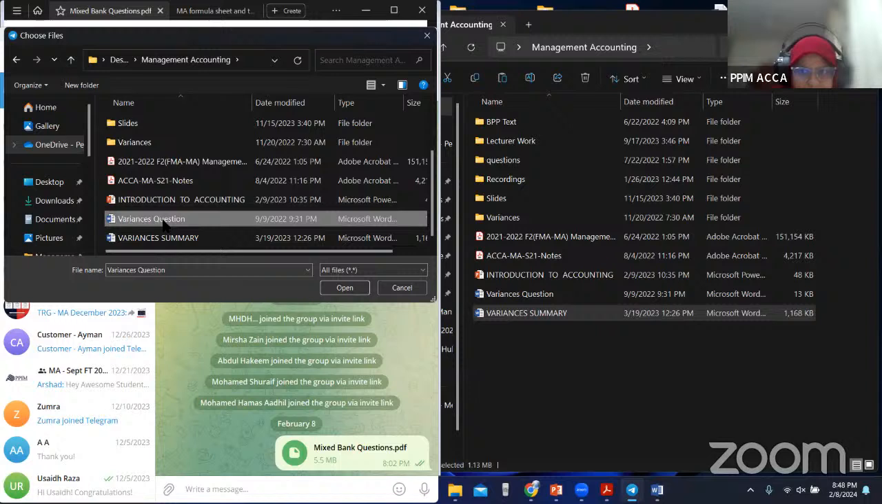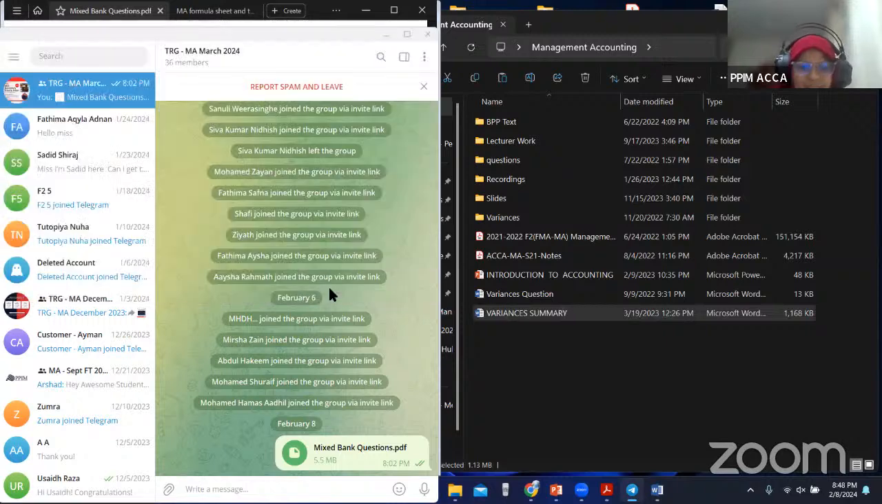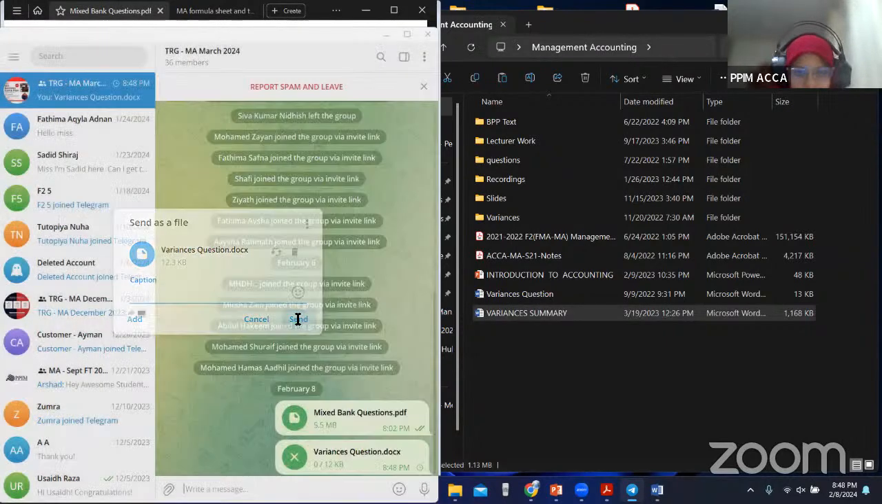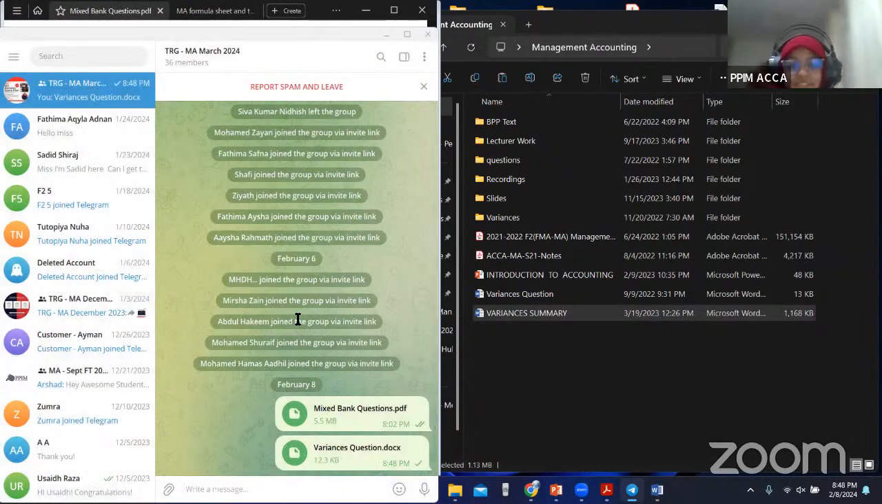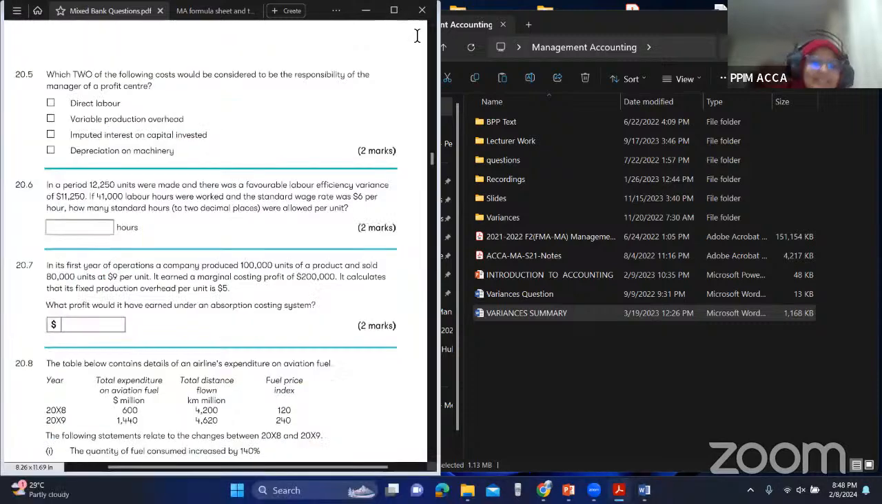This is the question. Once I'm done with it, I will share the summary as well with you. Right now, it's a Word document. I will convert it to a PDF because if not, the positions will change. So I have shared this question with you. Take a printout. We'll take the entire class even next week just to do variances. I want to focus on it because it is important. And there are a lot of questions in this mixed bank itself which will focus on variances. So if you don't understand the basics of variances, it will just be a waste of time.